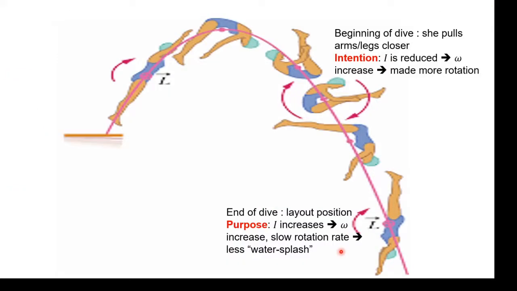For our final example in this chapter, you have the swimmer. Now she's pulling her hands inwards. When she pulls her hands inwards, the moment of inertia is reduced and omega is increased, meaning she has more rotation. But when she pulls her hands outwards, the moment of inertia increases. You see, there is something wrong here. You cannot have the moment of inertia and the angular velocity both increase. So this should be decreases. That's why she spins slowly at the end, so that she has less water splash.